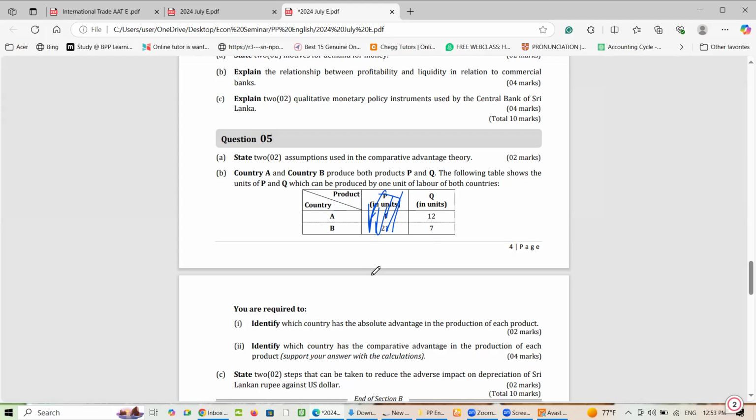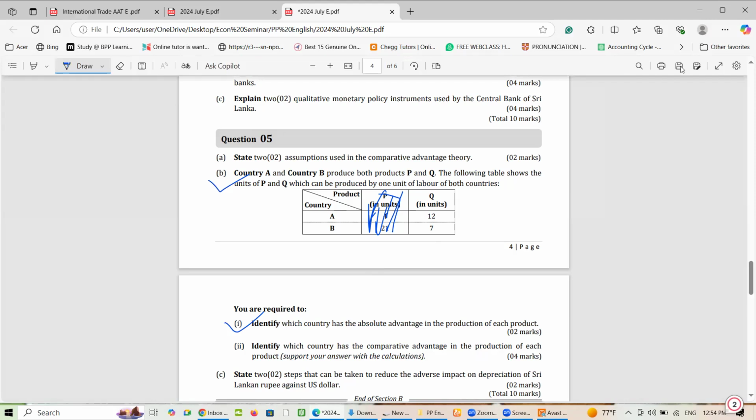Take it down, your answer. Your answer, country A has absolute advantage in the production of Q. Okay. This is our first question. In 1 second, I'll share another question. Right.